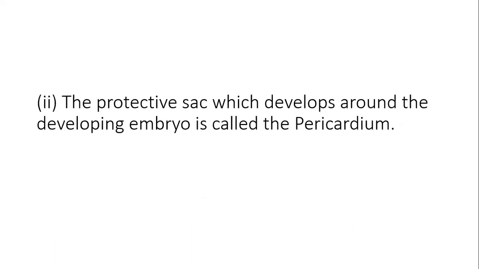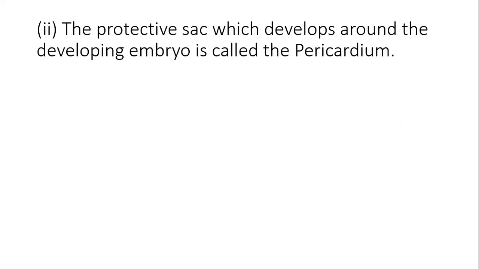The next question is: the protective sac which develops around the developing embryo is called pericardium. Here pericardium is underlined. So the answer will be: the protective sac which develops around the developing embryo is called the amnion. Pericardium is for the heart.